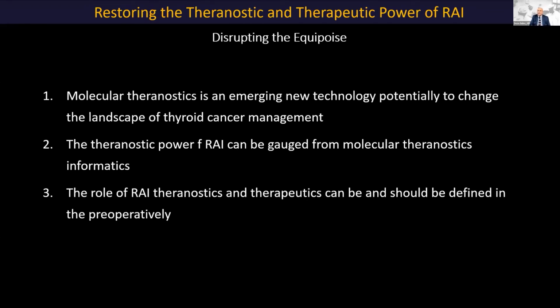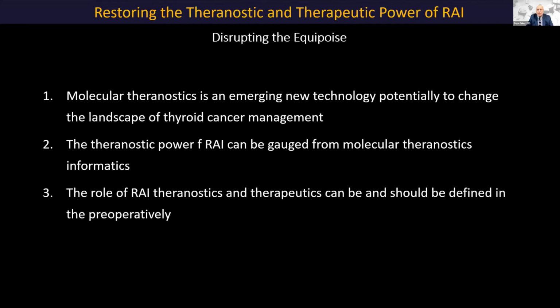Molecular theranostics include identification of the molecular or mutational profile, all the molecular markers in the form of genomics or transcriptomics to be disclosed. And last but not least, the thyroid differentiation score, which could be included in this molecular profiling.